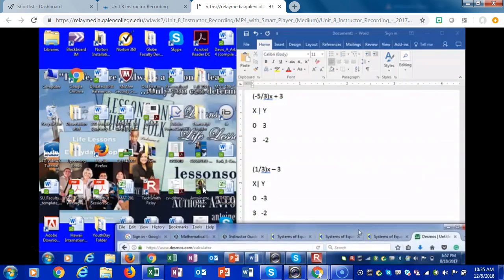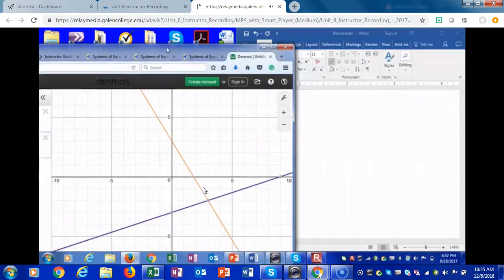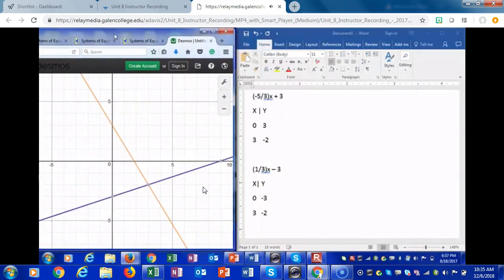So based on these points that we would graph, you see 0, 3 is here. 3, negative 2 is here. 0, negative 3 is here as well. And 3, negative 2. You notice 3, negative 2 shows up twice. That is your intersection point for this problem. Okay?